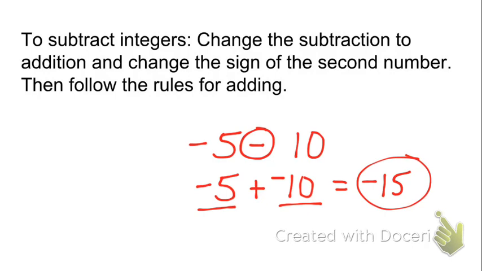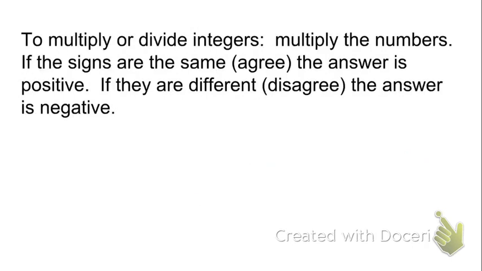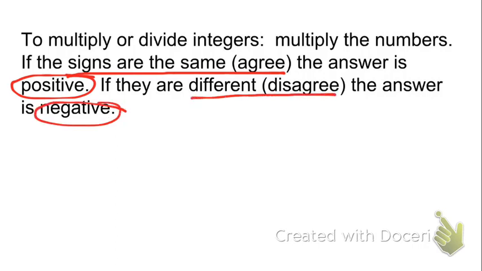Those are the easiest. All right, now, to multiply and divide, you follow the exact same rules. So these are very easy. You multiply the numbers as if there was no sign. And then if the signs are the same, in other words, if they agree, if they're both positive or both negative, your answer is always going to be positive. If they are different or disagree, your answer is always going to be negative, period.